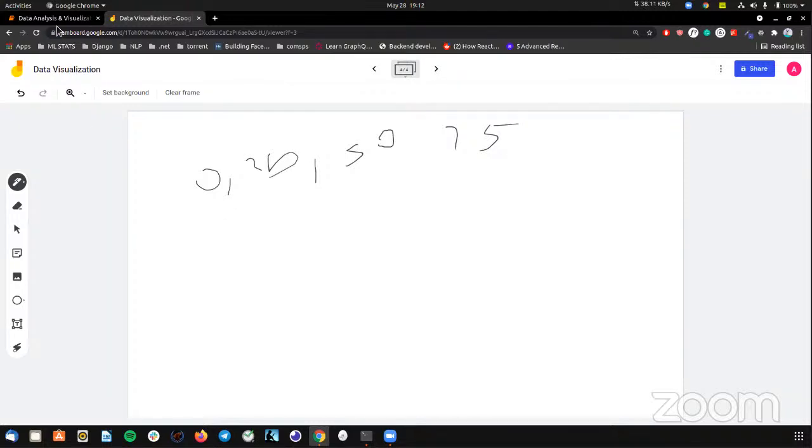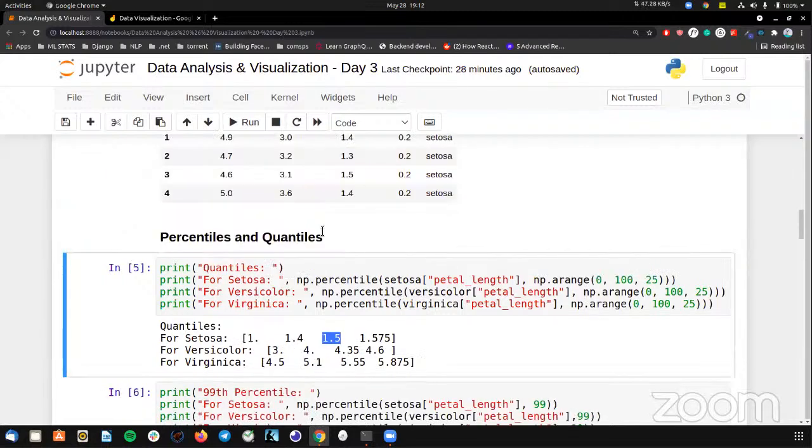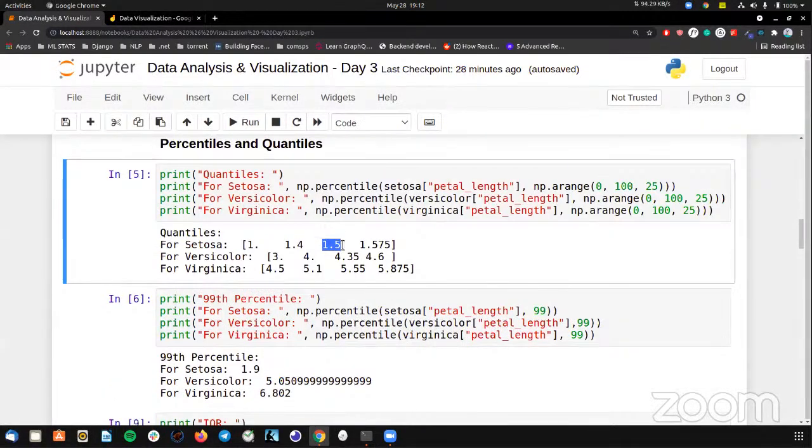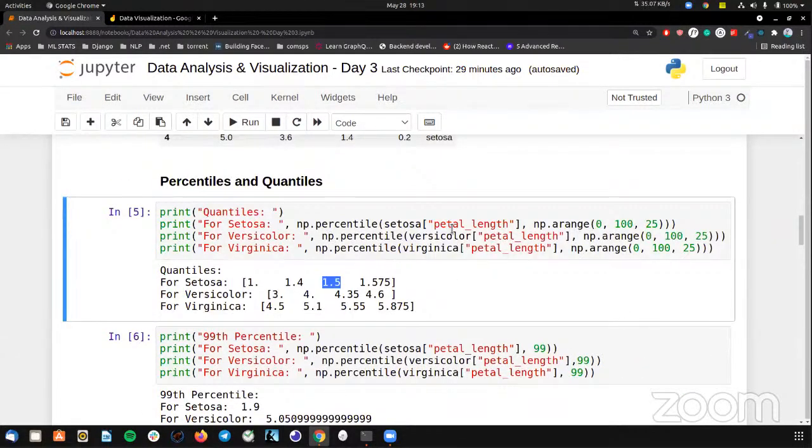So what is the median value here? 1.5. And we also saw this value yesterday, when we calculated the mean, median, and variance. So what I can tell from this is, for the 50th percentile, 50% of my data will have a petal length of less than 1.5 centimeters for the Setosa species. Getting my point here? Let me write it here.